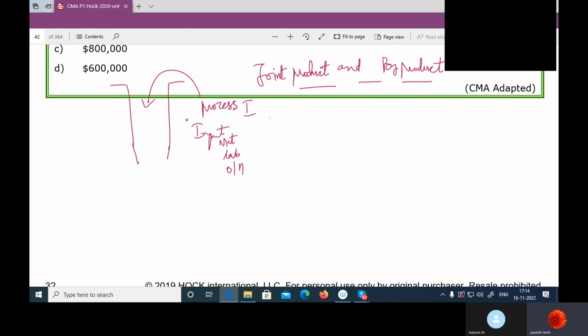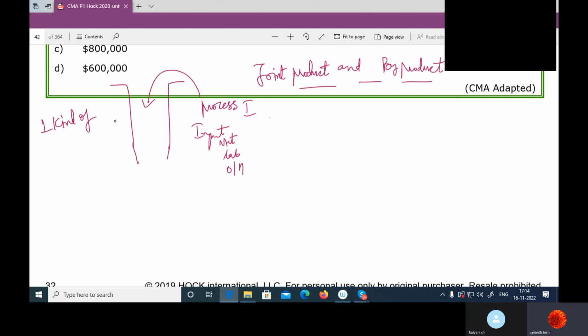If this one process gives just one kind of good, we are putting in raw material and producing some product. So if one process gives only one product, then it is normal production. What is that? Normal production. But if one process gives two different products, then that is called joint product.